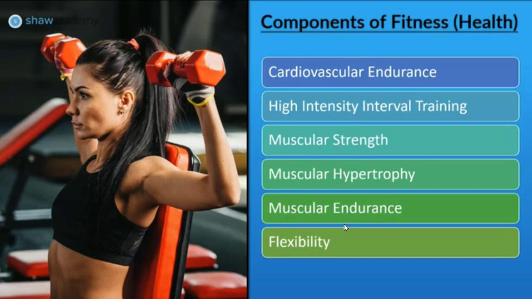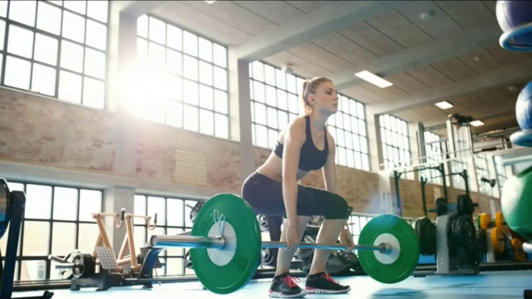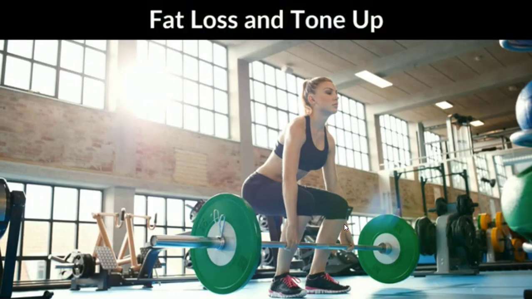let's start tying all these together. All right? I'm going to ask you this question now. All right? What components of fitness do we need to train to get fat loss and toning up? The most common question, or the most common reason most people come into a gym for the first time or go into a personal trainer is they want to lose weight and tone up. Lose weight, tone up, and feel better.